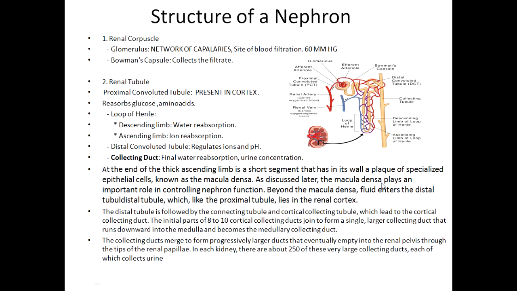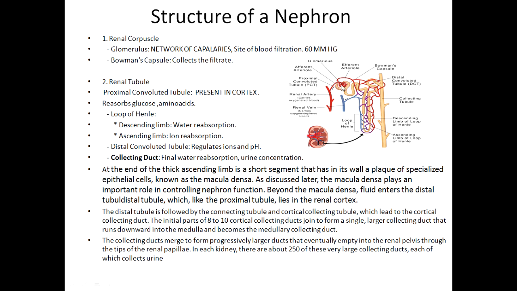Coming to the microscopic structure of the nephron, the first part we can consider here is the renal corpuscle. What does this renal corpuscle contain? A glomerulus and a Bowman's capsule. What does the glomerulus contain? It contains a network of capillaries which anastomose and also branch.